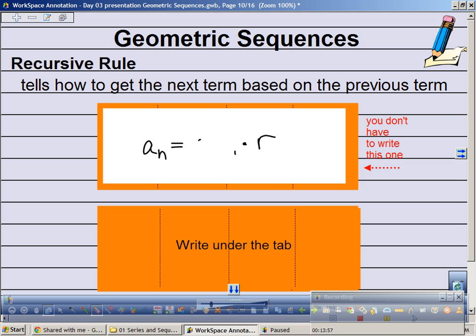But on this one, we're going to do this. I believe this is what we put on the worksheet. We use this one, which is the same thing. To get to the next one, I need the previous one times R. So make sure that's on the top of your worksheet, please.